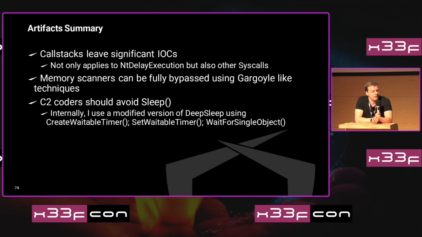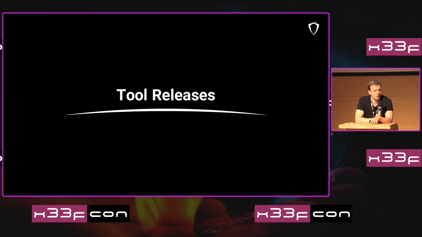Cool. So call stacks definitely leave significant IOCs, and this does not only apply to delay execution, but it also applies to other system calls. Memory scanners can actually fully be bypassed using Gargoyle or Gargoyle-like techniques, and C2 coders should definitely avoid using sleep. Internally for my C2, I use a modified version of Deep Sleep, which is using waitable timers. Cool. This is almost the end of my presentation.